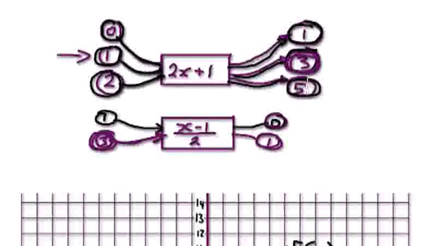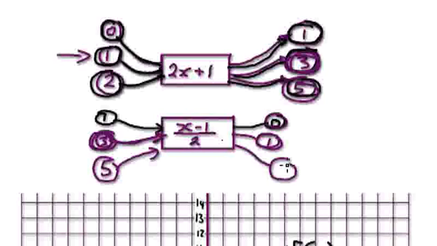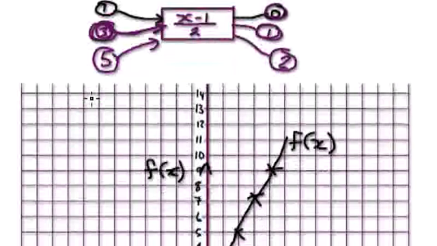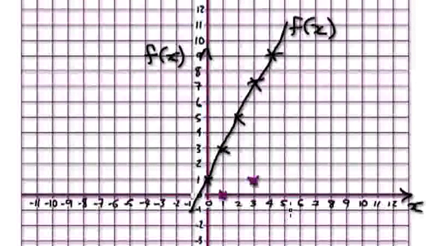If you try and put the number 5 into this machine, 5 take away 1 is 4. 4 divided by 2 will spit out the number 2, which makes sense here. So if you put in the number 5, it will spit out the number 2.